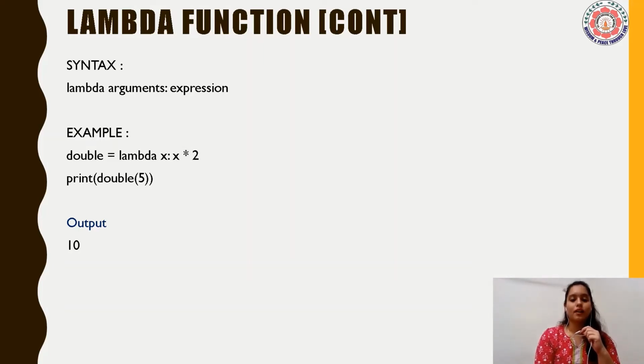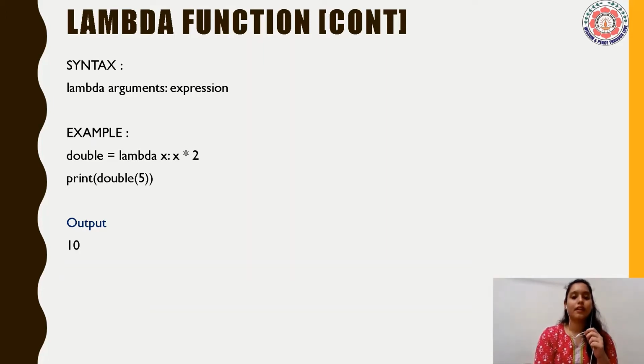The parameters or the arguments. A lambda function can have 0, 1 or many parameters. You just need to specify comma separated parameters after the lambda keyword. Lastly, expression. This is the body of the function. This is where you specify the operation performed by the function. A lambda function can have only one expression.